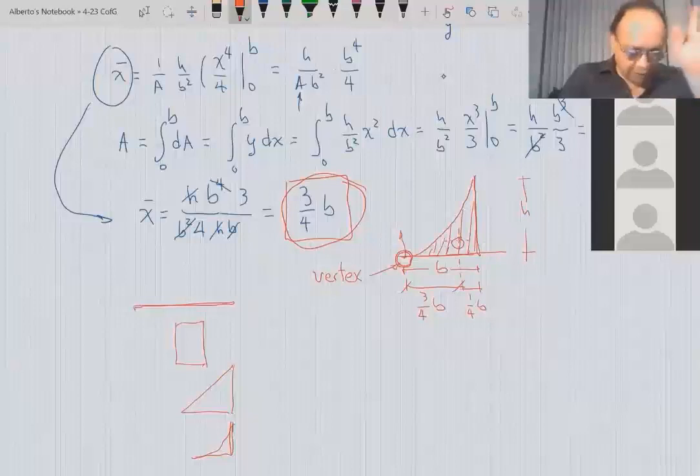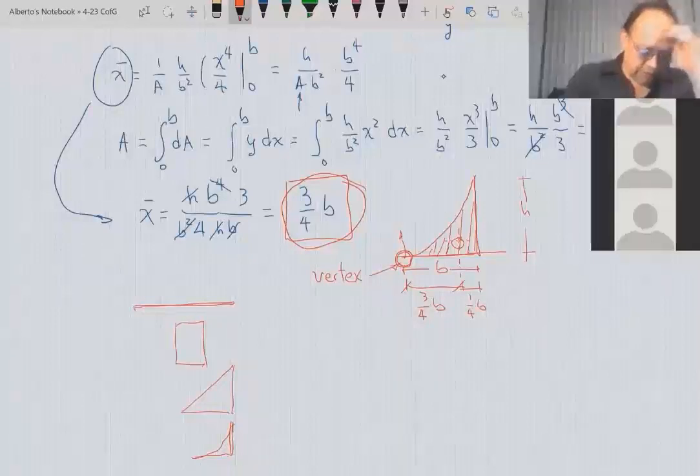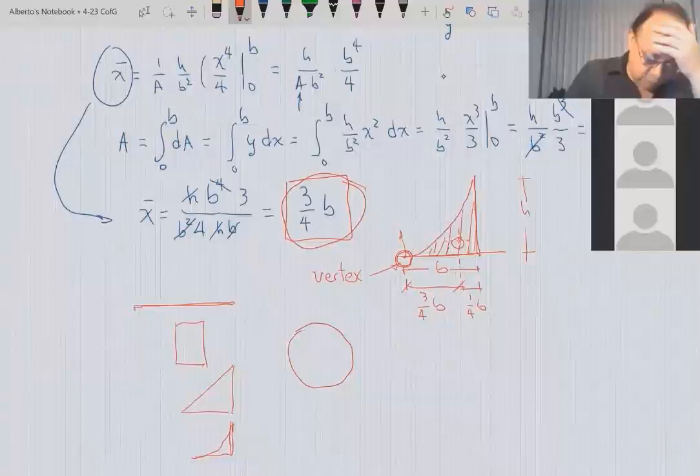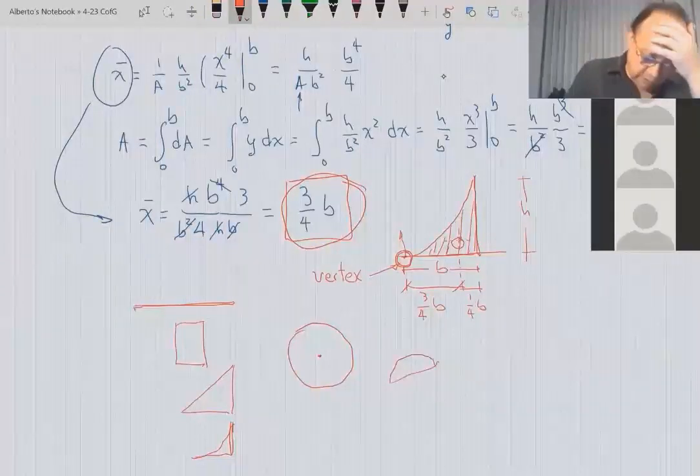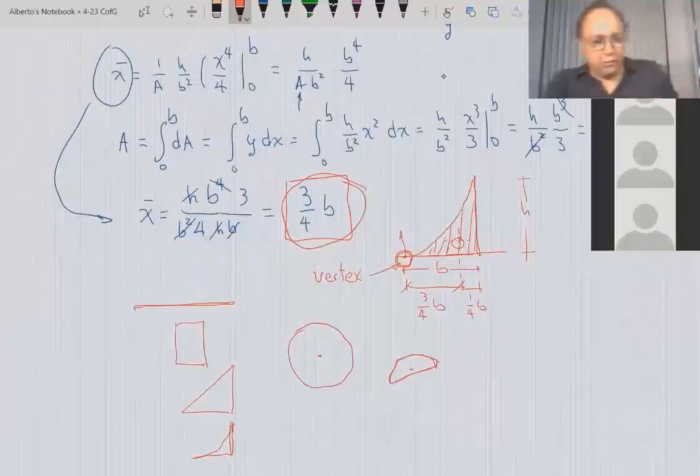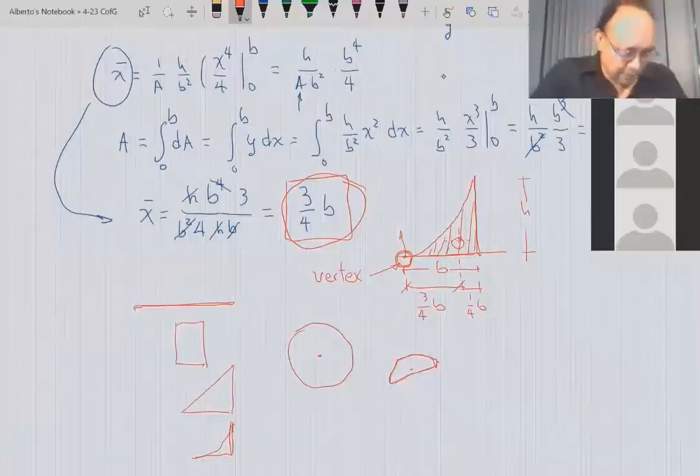So people have taken the time to do that, and you have to find tables with centroids of different figures. It's very easy to think that the centroid of a circle is in the middle. The centroid of half a circle is not that easy. It's somewhere here in a weird place. So for more figures, you can refer to a table where people have taken the time to find it.